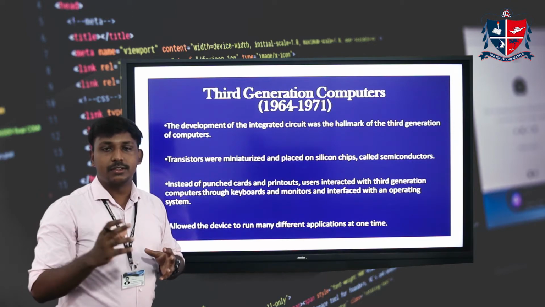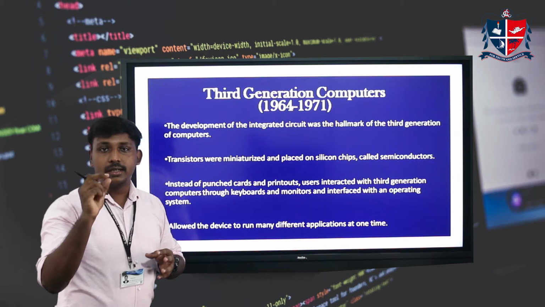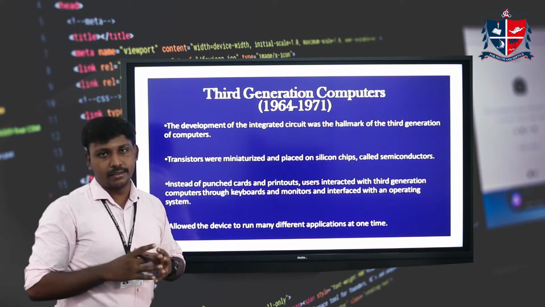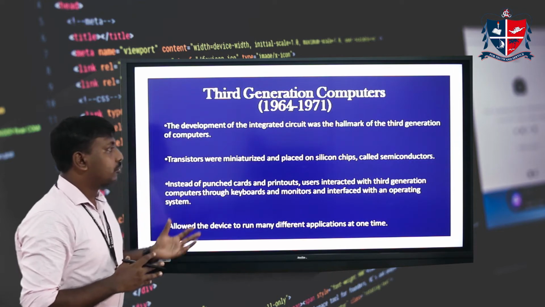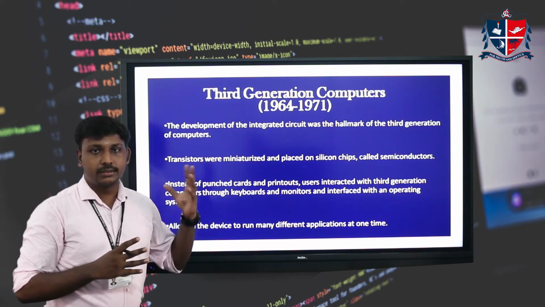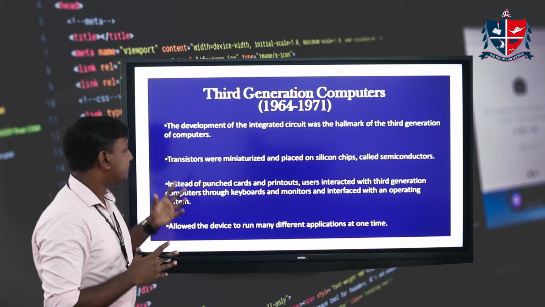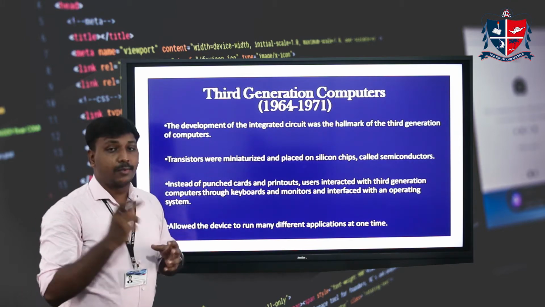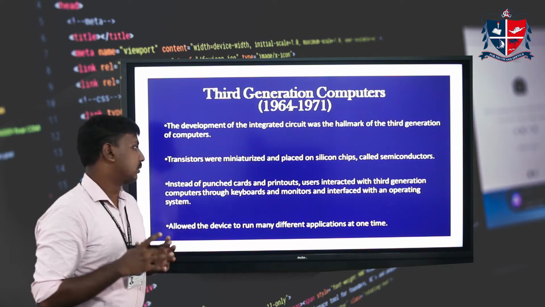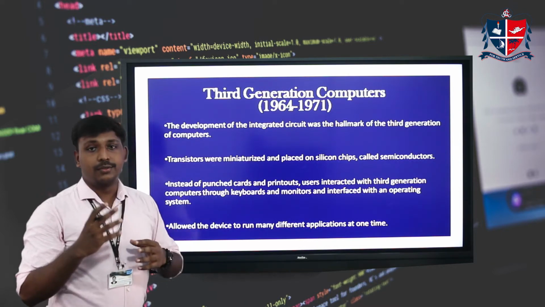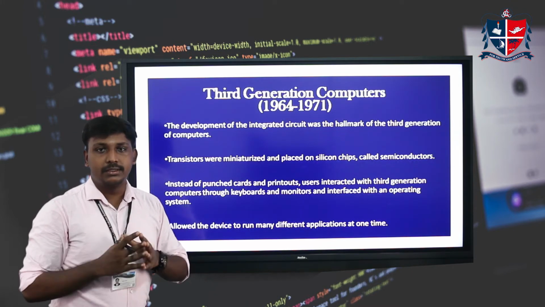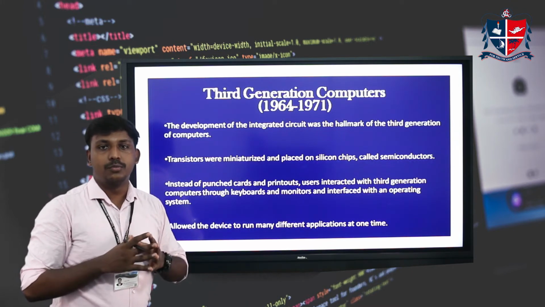So, what are integrated circuits? Integrated circuits are small semiconductor chips in which all these transistor circuits are integrated. This tremendously reduced the size of the third generation computers. As you can see, they are small silicon semiconductor chips which integrate all these transistors. In the first generation and second generation computers, we were using mechanisms like punch cards for inputting data.